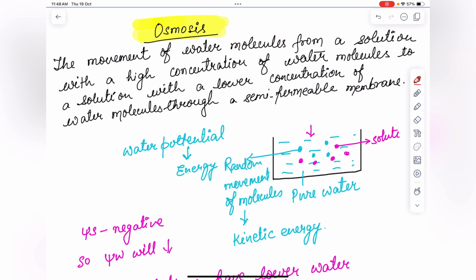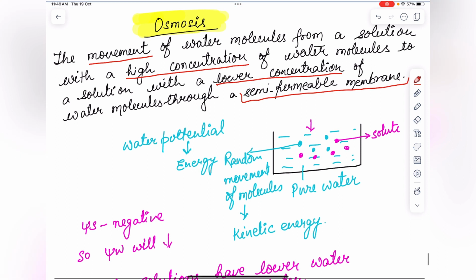What happens in this? The movement of water molecules from a solution with a higher concentration of water molecules to a solution with a lower concentration of water molecules through a semi-permeable membrane. We'll see what a semi-permeable membrane is.